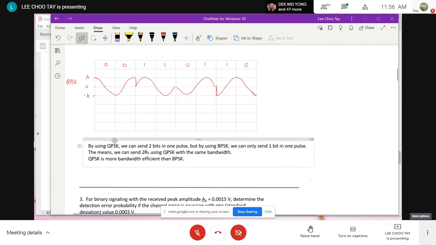So your discussion is going to be like this. By using QPSK, we can send 2 bits in 1 pulse, but with BPSK, we can only send 1 bit in 1 pulse. That means given the same bandwidth, we can send 2 times the bit rate using QPSK. So QPSK, as far as bandwidth efficiency is concerned, is better. QPSK is more bandwidth efficient than BPSK.